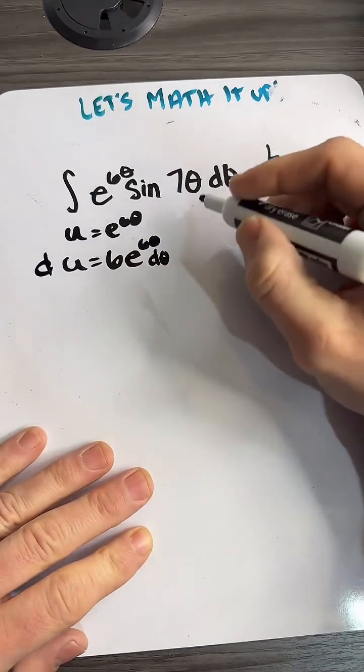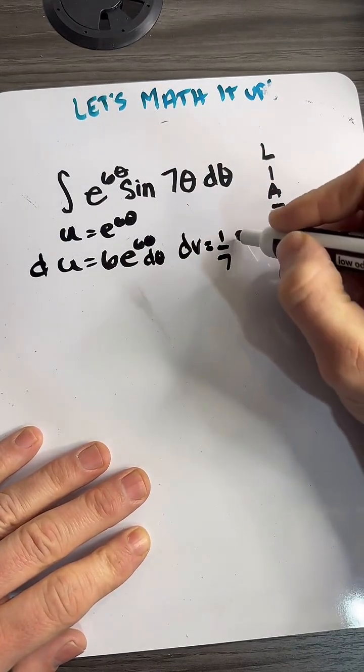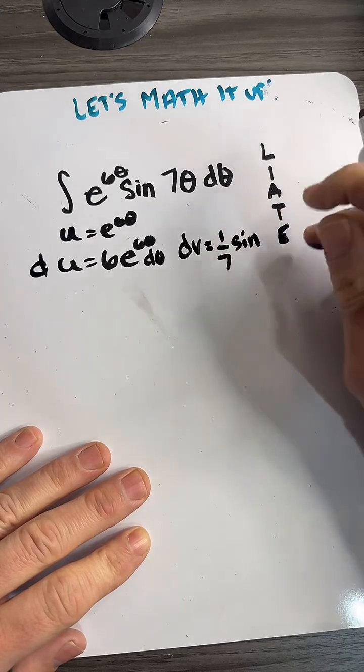d theta, and then I've got dv is going to give me 1/7 sine.